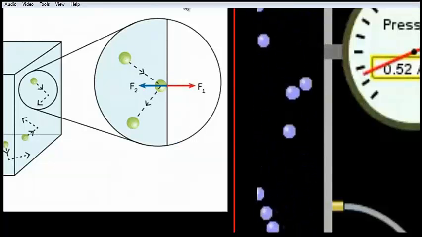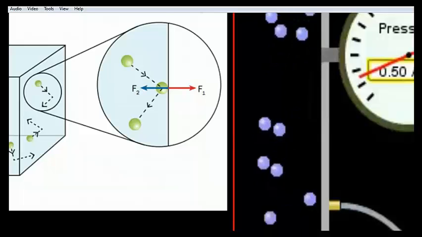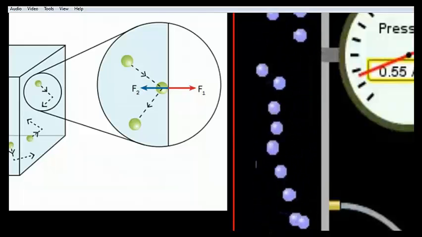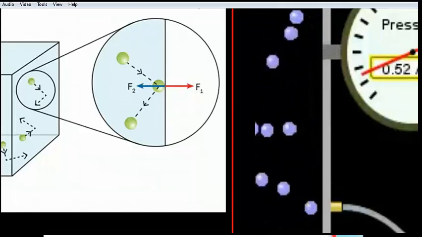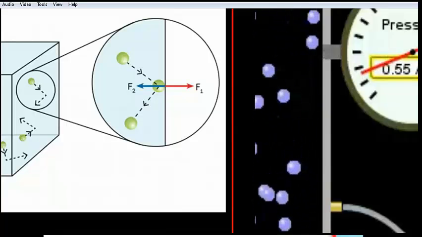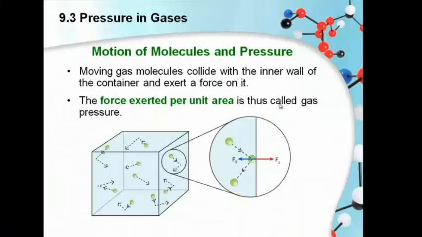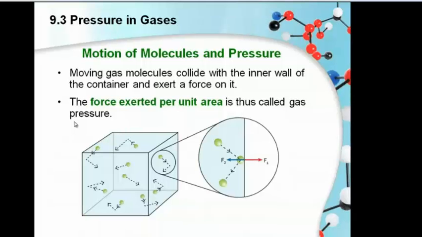On the left, you can see the pictorial representation of the collision. And on the right, you can see the actual simulation of the collision. Now, the force exerted per unit area is thus called the gas pressure.